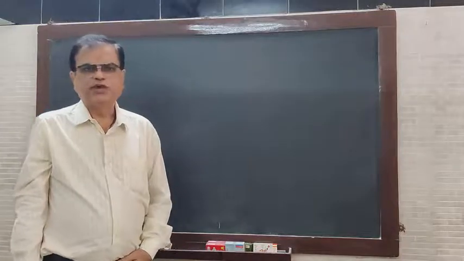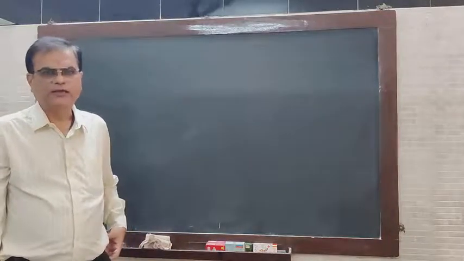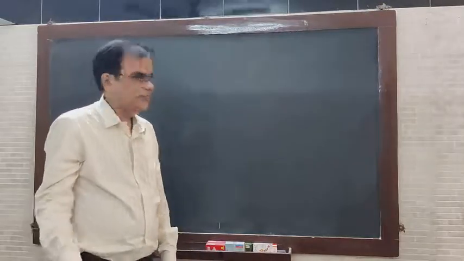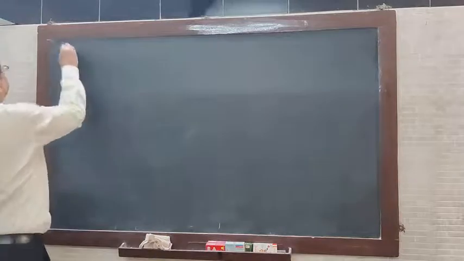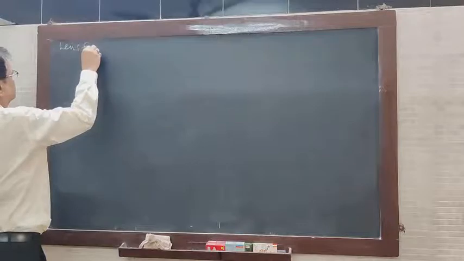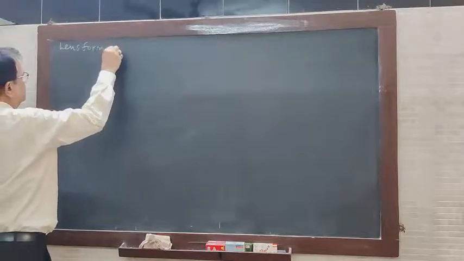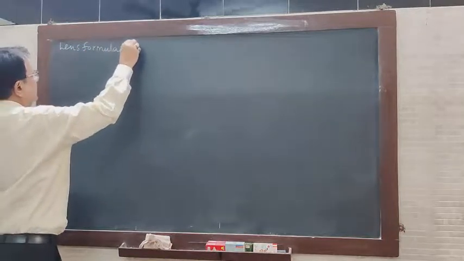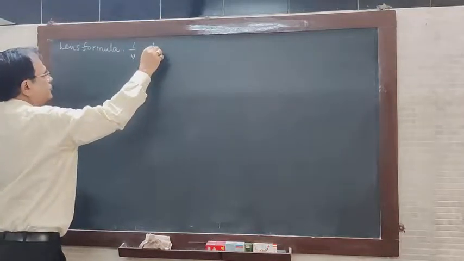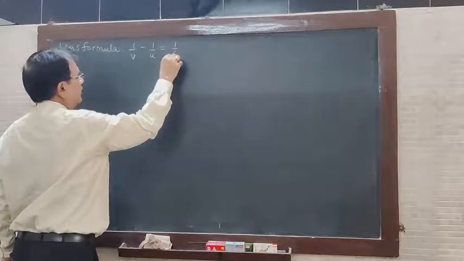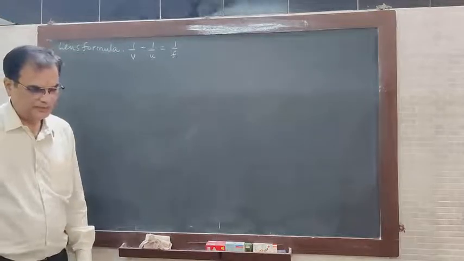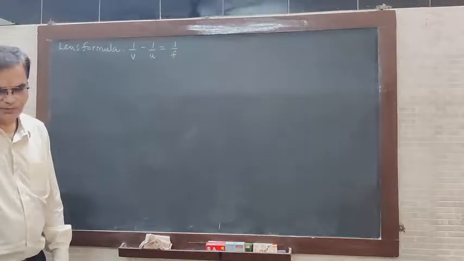Now, lens videos were put on quite long back. Now we do the numericals, or the sums, of lens. So now I'll give you the formula first. Lens formula is 1 upon V minus 1 upon U is equal to 1 upon F. So this is your lens formula.